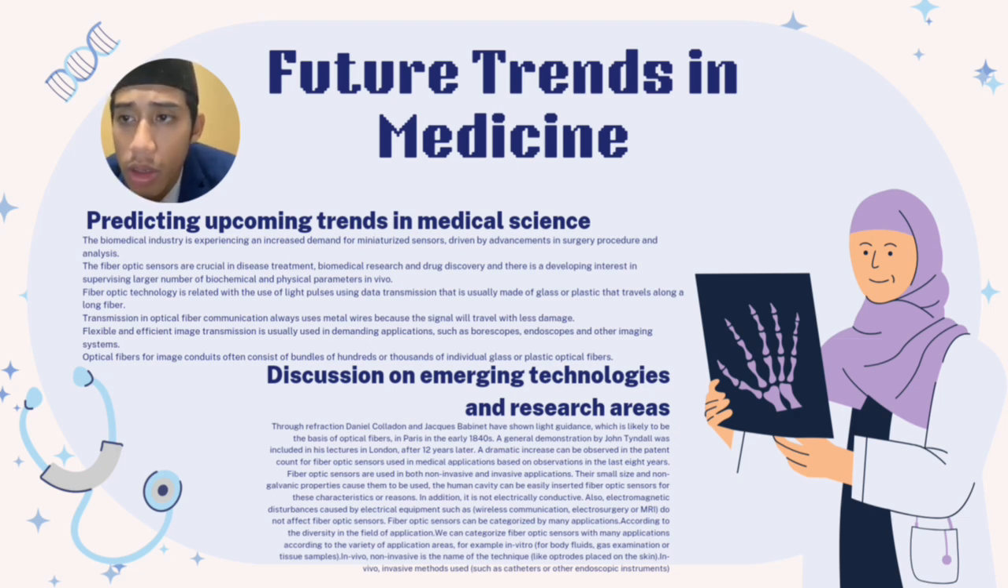Fiber optic sensors can be categorized by many different applications. According to the diversity of the application, we can categorize fiber optic sensors according to the variety of application areas. For example, in vitro, for body fluids, gas examination, or tissue samples. In vivo, non-invasive is the name of the technique, like optrodes placed on the skin. In vivo, invasive methods such as catheters or other endoscopic instruments.